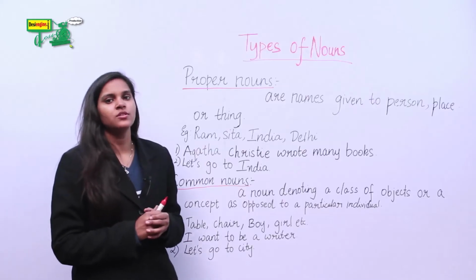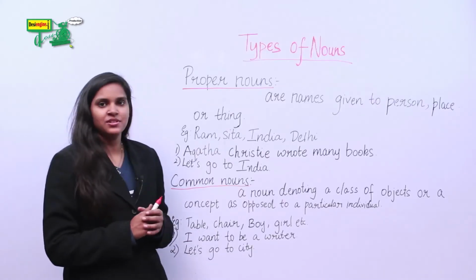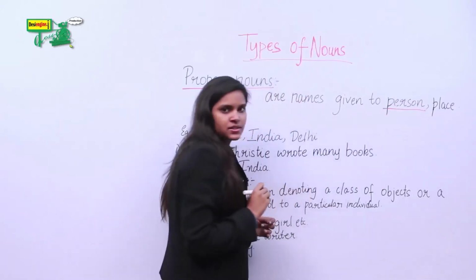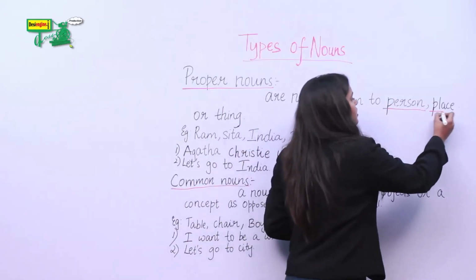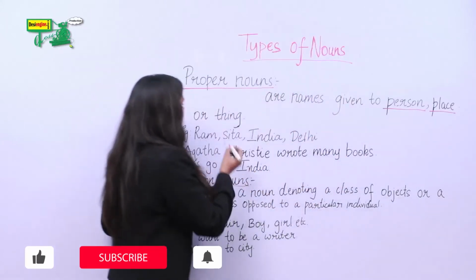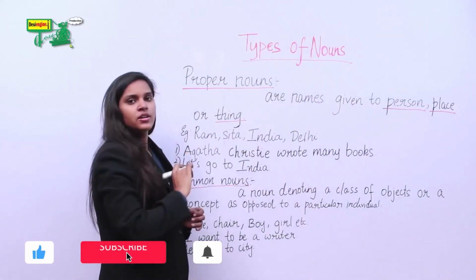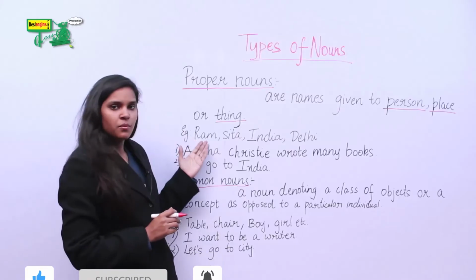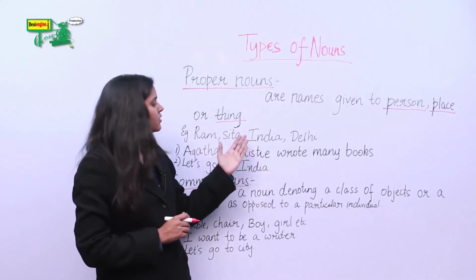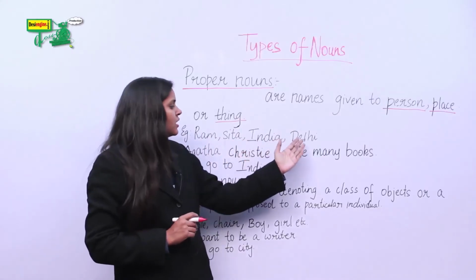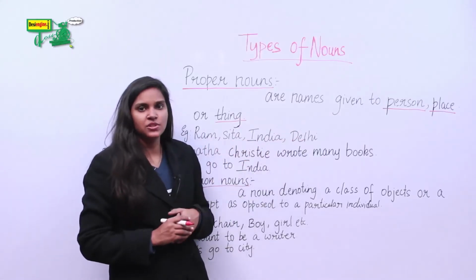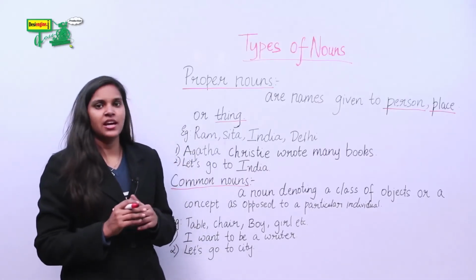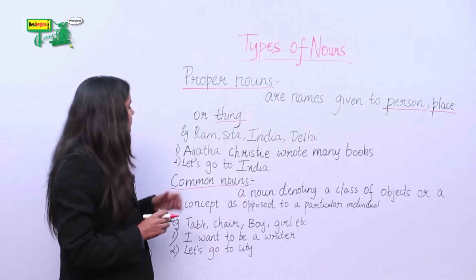What are proper nouns? Proper nouns are names given to a person, place, or thing. Let's take a few examples. Ram, Sita, India, Delhi. These are examples of proper nouns. Let's do a few sentences where we can identify proper nouns.